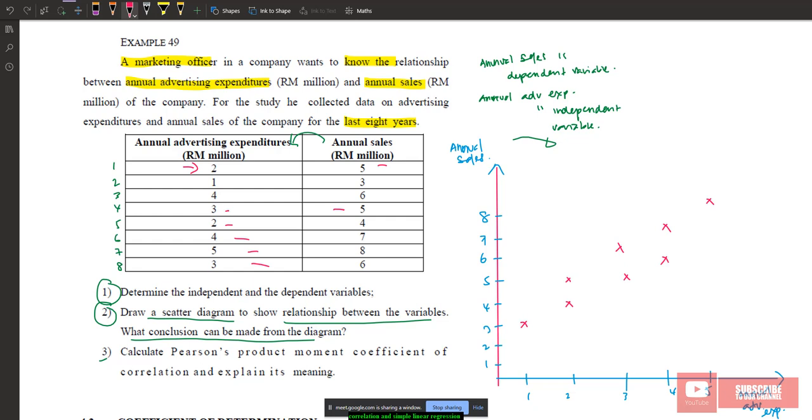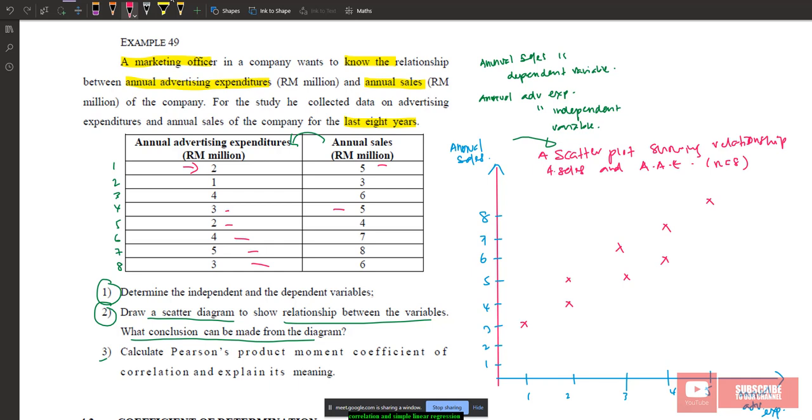So don't forget to write down your title. This is a scatter plot showing the relationship between annual sales and annual advertising expenditure, right? And capital N equal to 8. So this is how we draw a scatter diagram. Of course, you need to draw it on your graph paper, right? To get a nice view of the data.